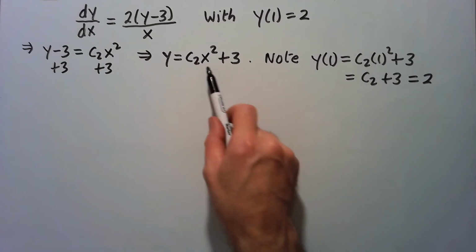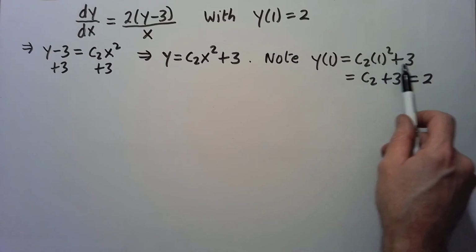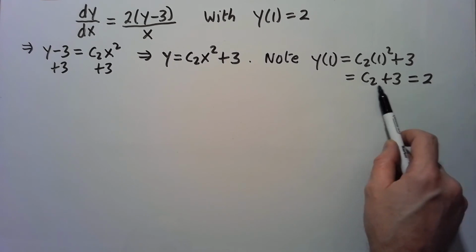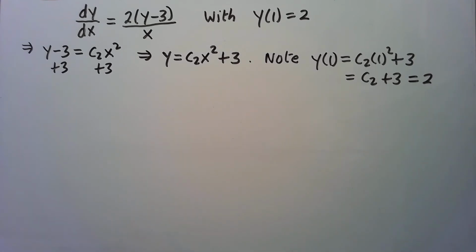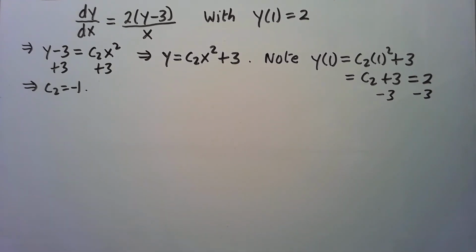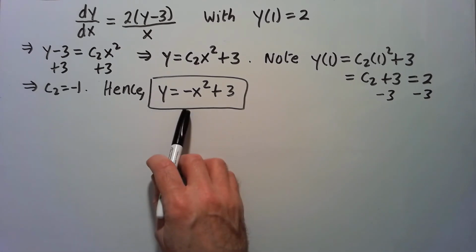So putting 1 in place of x here, we'll have c2 times 1 squared plus 3. That needs to equal 2. So you basically have c2 plus 3 equals 2. So subtracting 3 on both sides, c2 is going to be minus 1. So c2 is minus 1, and hence our final answer will be y equals negative x squared plus 3. Okay, so that's our answer.